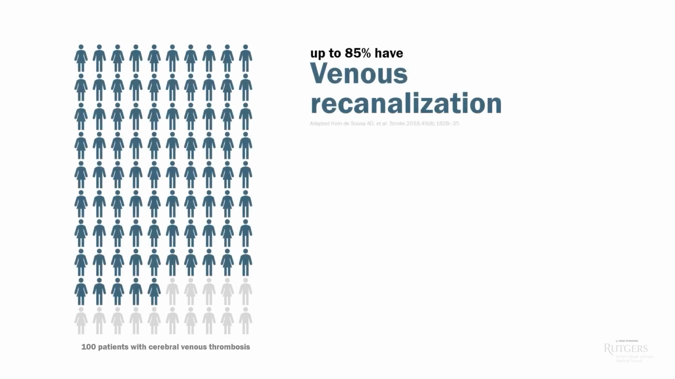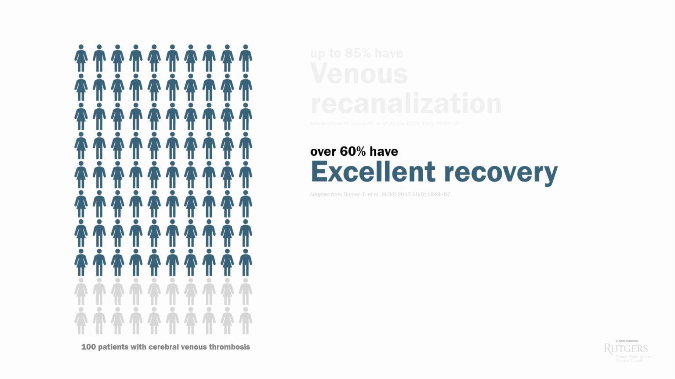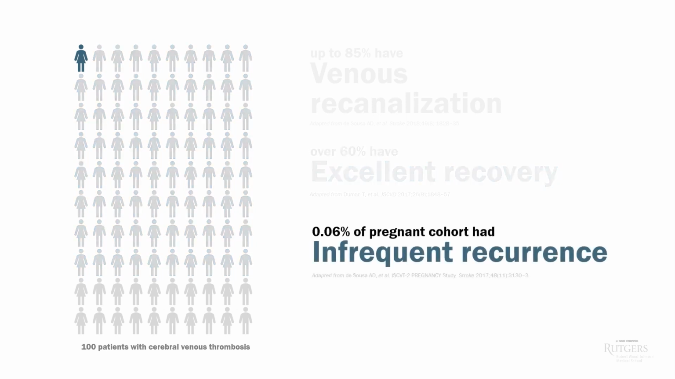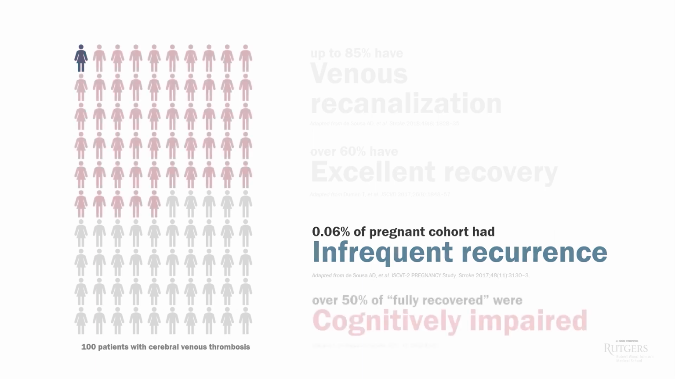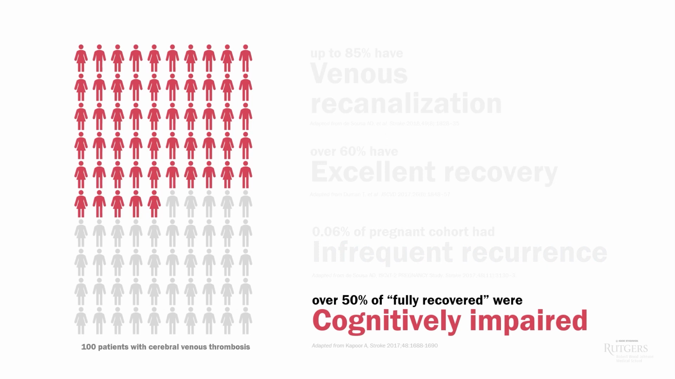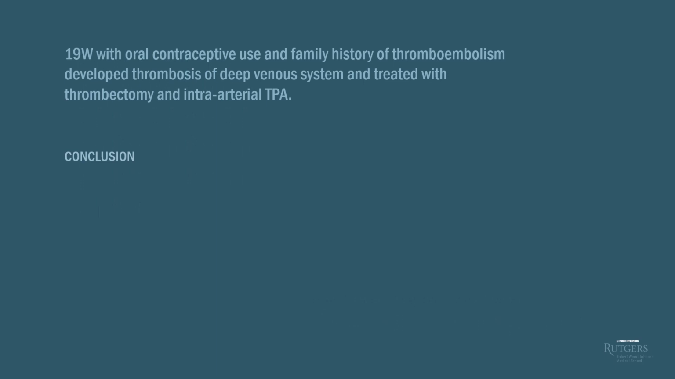Majority of thrombosed cerebral veins recanalize, mortality is very low, and most patients have excellent recovery. We're talking modified Rankin scores of 0 to 1. Recurrence is very infrequent, even in cohorts at risk. But over half of the so-called fully recovered patients remain cognitively impaired. They had restrictions on reintegration into their prior life. So let's just say there's certainly an opportunity for improvement in the treatment of this disease. So what happened to our patient?